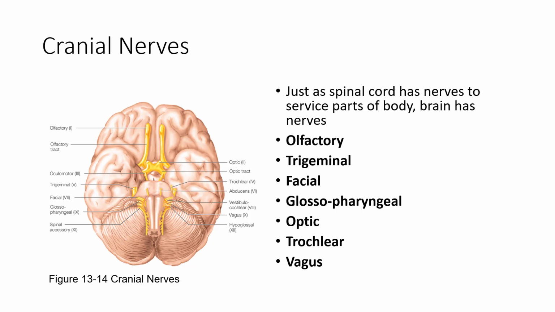Glossopharyngeal nerves are stimulating the mouth and stimulating swallowing. Optic nerves are for the eyes. The trochlear nerves are specific to eye movements. And the vagus nerve is not stimulating something in the head. That's actually for digestion. These are the various cranial nerves that come off of the brain.